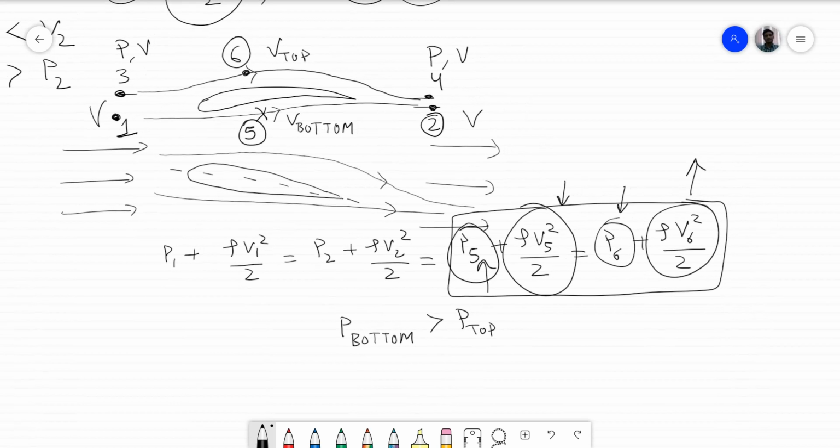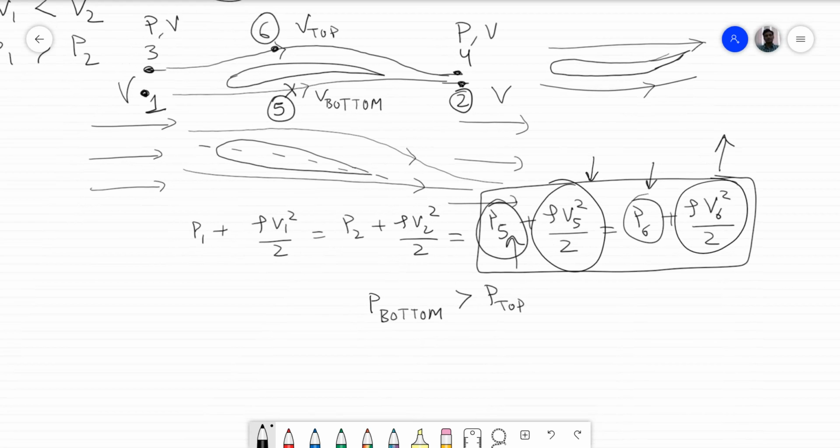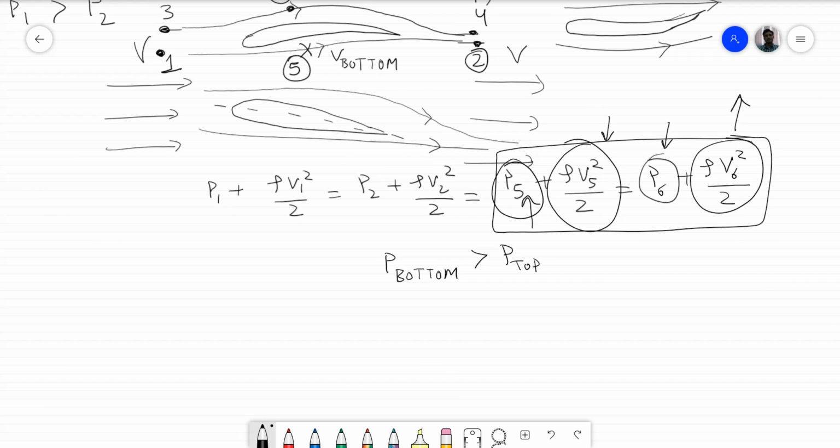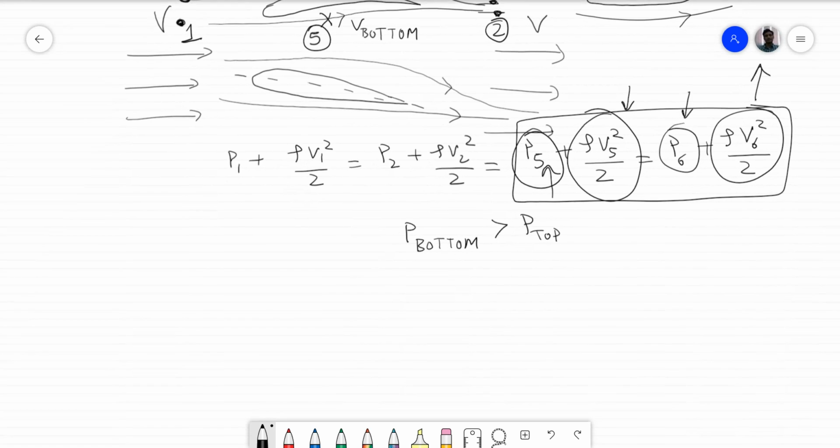If the airfoil was bent the other way, like that, then it will be opposite, because the velocity at the bottom will be now more than the velocity at the top. Therefore, now the pressure at the top will be more than the pressure at the bottom. But let us discuss this case for now, which is the case for an airplane. The wings are bent like that.